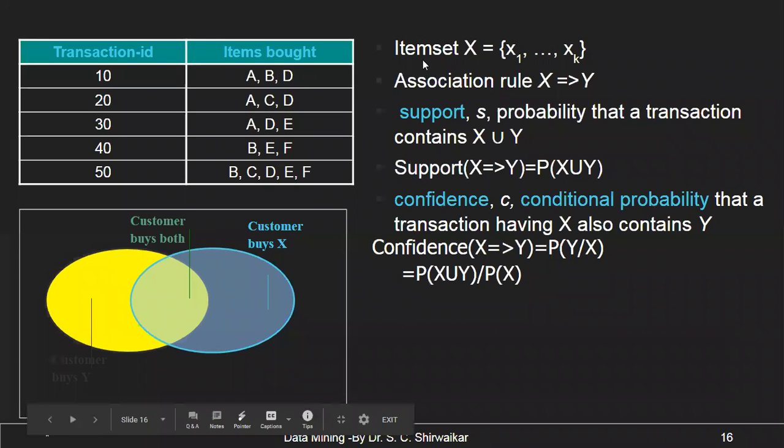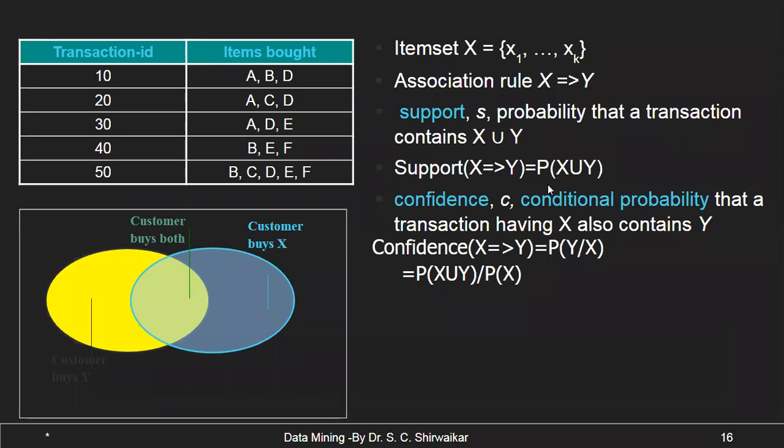Just concentrate. This is your item set, let's say X equal to X1 to Xn. We have to create the association rule here, X implies Y. If you are talking about support, it is the probability that a transaction contains X union Y. The probability means the number of times these particular items are present in your transaction data set.